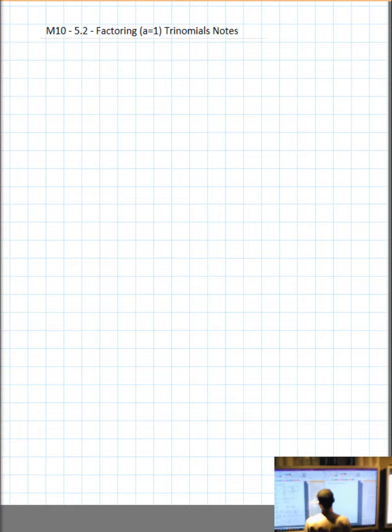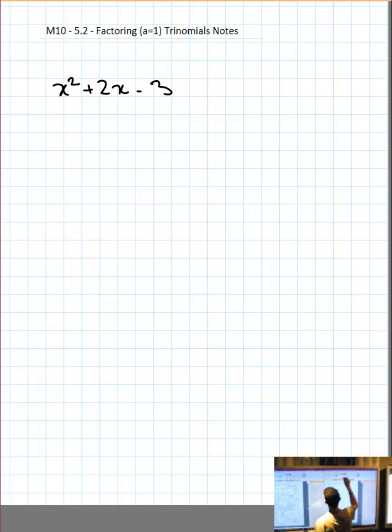Okay, so we just took a look at a GCF. Now we're going to look at something like this: x squared plus 2x minus 3. And we're going to call the number, so off to the right I've got ax squared plus bx plus c.